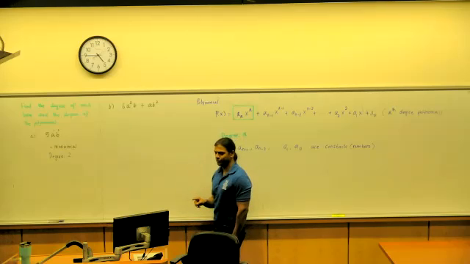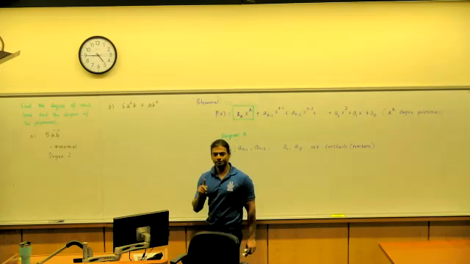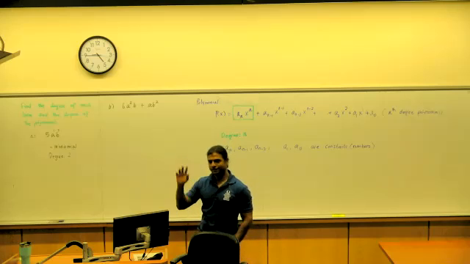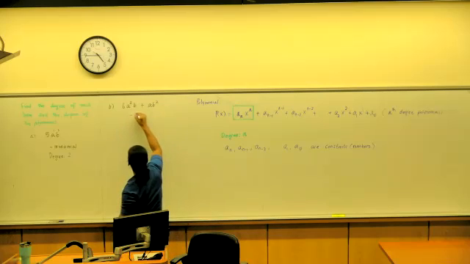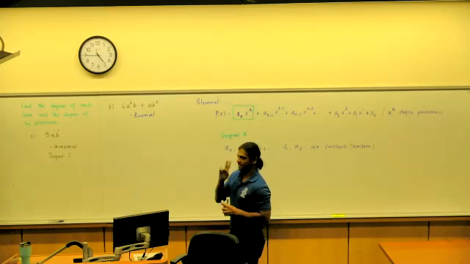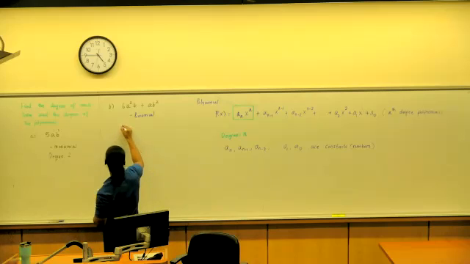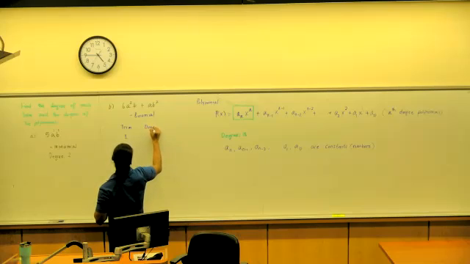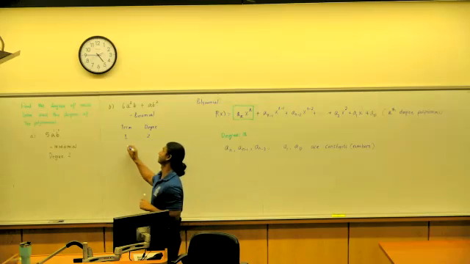How many terms do we have? 2. Is this a monomial, binomial, or trinomial? Binomial. It's a binomial. There are 2 terms. There are 2 variables. So what is the degree of the first term? 2.